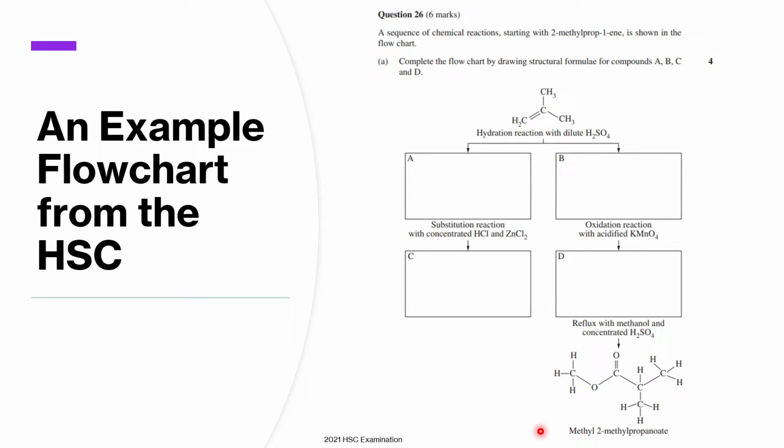With this information alone, as well as the reaction conditions going from our starting reactant to A and B, as well as our reaction from A to C and B to D, and D to our final product, we should be able to figure out what our compounds are.